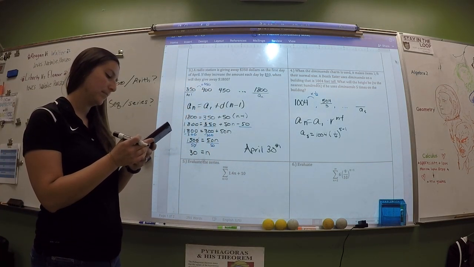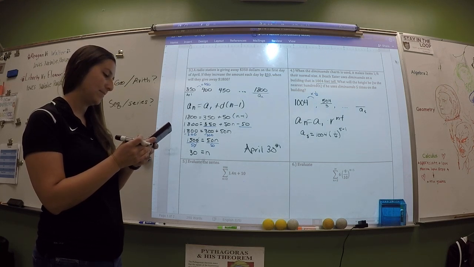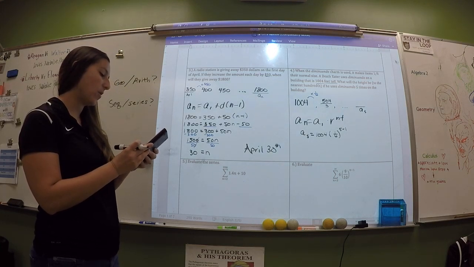Do I really have to write a sentence for all of these answers? It's so long. It's a word problem, so I assume so. You have to answer the question.